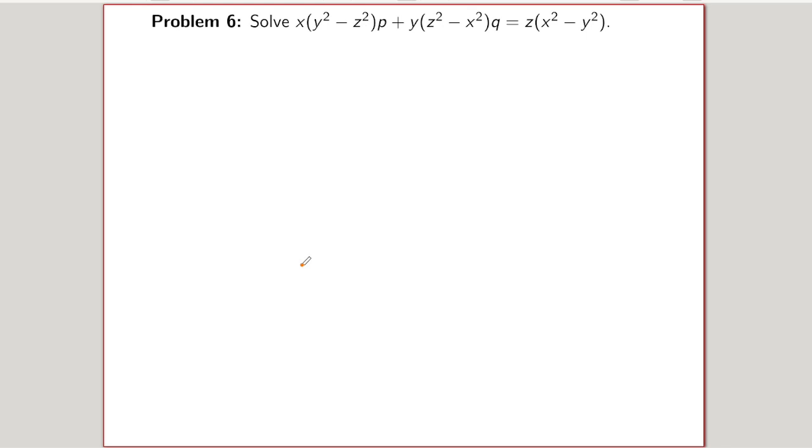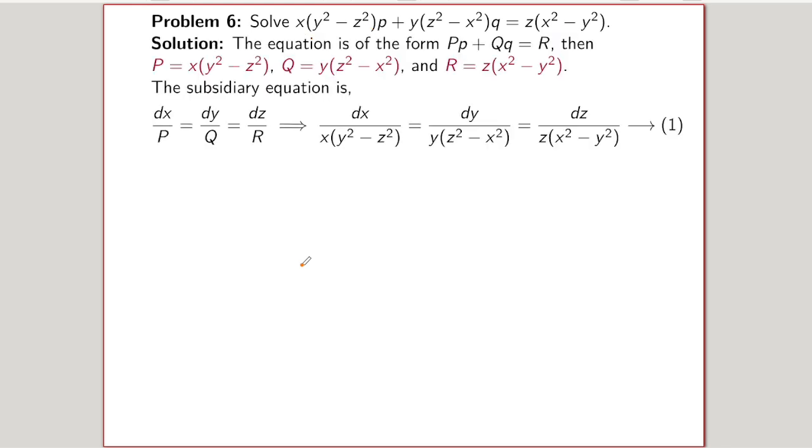And next problem. So observe this one. We'll be getting this as capital P, this one as capital Q, and this one as capital R. We all know how to write the subsidiary equation. Now I am going to choose the multipliers. So observe, if I multiply x inside, I will be getting xy squared. And if I multiply y inside, this is nothing but minus x squared y. So if there is one more x here and one more y here, these two terms will get cancelled. So I'm going to multiply the first with x and the second with y. So obviously the third one with z.